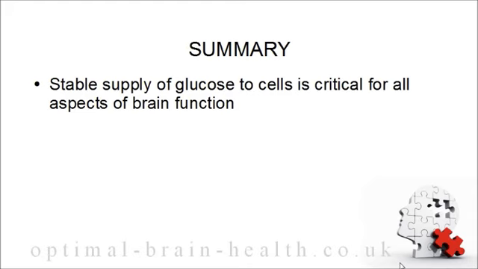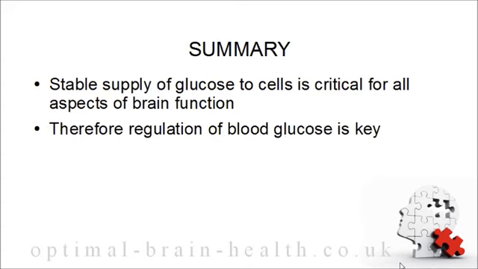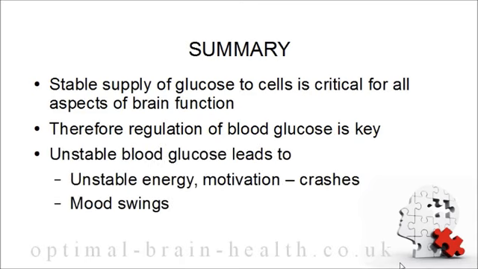We'll finish by summarizing what we've covered in this presentation. A stable and consistent supply of glucose to brain cells is critical to brain function. So that means that the body's ability to regulate blood glucose, meaning to adjust it up and down as needed, is key to brain health. And dysregulation or loss of stability can lead to unstable energy and motivation, mood swings, anxiety and brain fog. And in fact, blood sugar dysregulation is perhaps the most common causal factor behind these low-level brain problems like fatigue and mood problems.